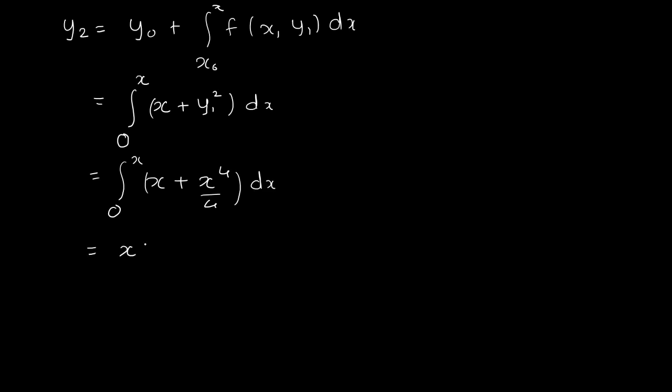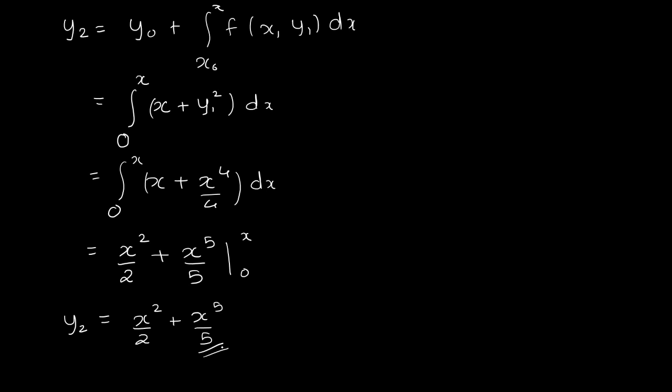Now if we integrate, we get x square by 2 plus x raised to 5 by 5, from 0 to x. If we substitute 0, the term will be entirely 0. So what remains is x square by 2 plus x raised to 5 by 5. This is the term which will remain. This is my y2. With this, my second iteration gets complete.